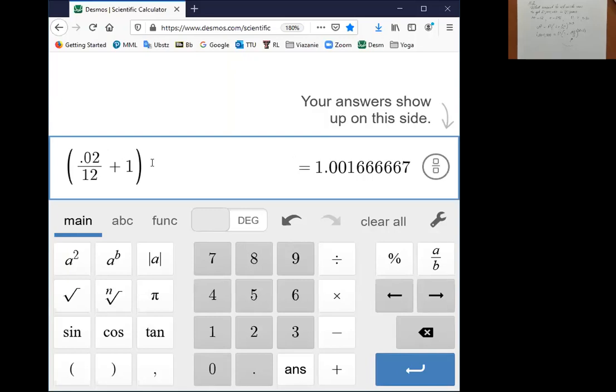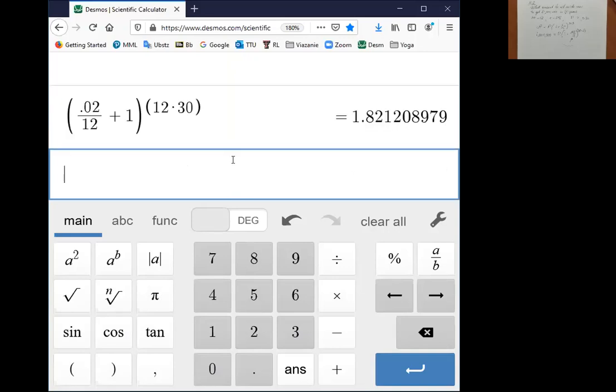Then we want to raise this number to the power. So here we will use parentheses. And there is a product m, which is 12, times the number of years, 30. So for this answer also, we need to use all the digits that your calculator gives here.